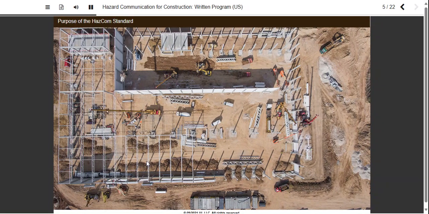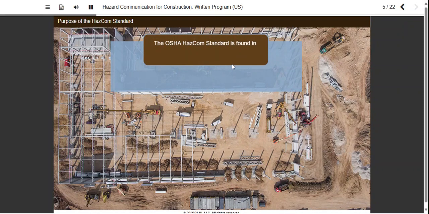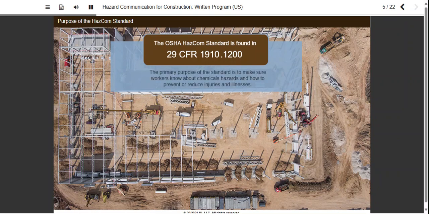The OSHA Hazard Communication Standard is found in Title 29 of the Code of Federal Regulations in Part 1910, Section 1200. OSHA safety and health regulations for construction require that all companies who perform construction operations in the United States follow the HazCom standard. The primary purpose of the standard is to make sure that workers understand chemical hazards and know how to follow precautions to reduce the incidence of injuries and illnesses.